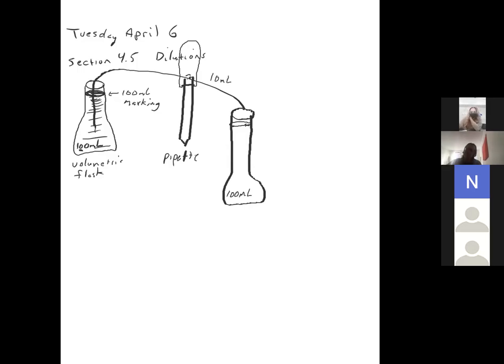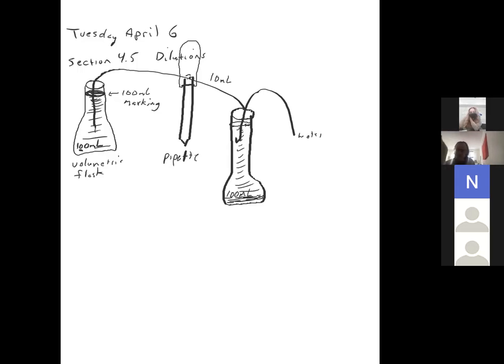So we're just pulling 10 out of the 100, right? Only 10% of that is in there. And then we pour that 10 into here. Since it's only 10 milliliters, it's only going to fill up the little bit at the bottom. And then we fill it up with water, and it goes up to 100.